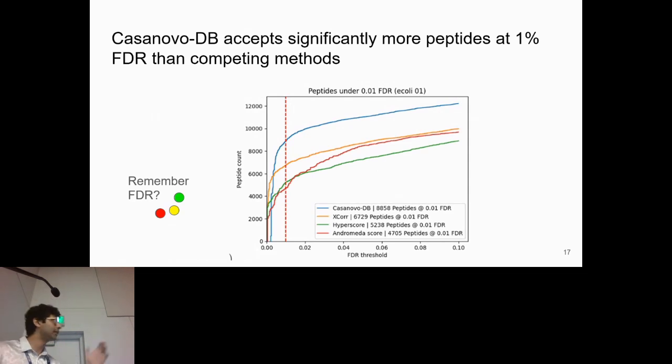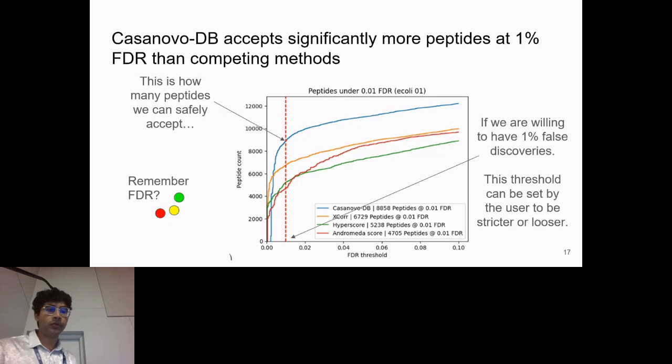So here's how we interpret these FDR curves we got. We see this red dashed line there, which is placed at 1% FDR, and where it intersects those curves is how many peptides you can safely accept at 1% FDR. So as you can see here, CasanovaDB, being that blue line, goes over the other 3, which would be Tide, Sage, and Andromeda. And what that means is at 1% FDR, we can accept a lot more peptides safely, essentially saying that we're not going to have so many false discoveries.